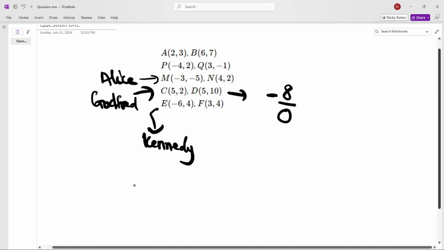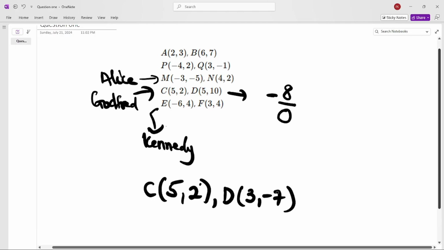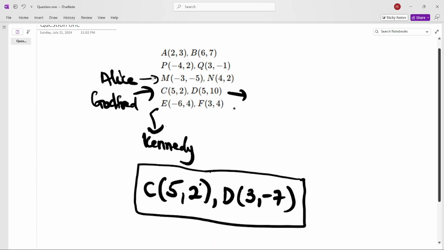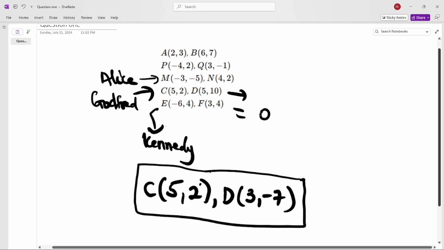Godfrey, try this one again. Sorry about that, I gave you a special case. One is 5 comma 2, D is 3 comma negative 7. Godfrey, try this one. Sorry about the first one. Are we okay? Yeah, Kennedy. I got the answer 0. Okay, so the answer is 0. Yeah, it's 0. Your own too is very easy.